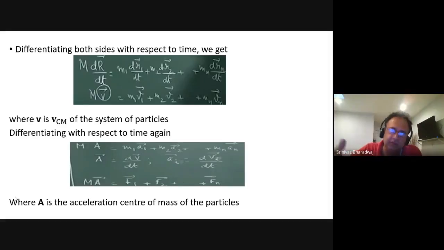Okay. Now, if you differentiate one more time, see, we differentiated both sides one time and we got the momentum conservation equation. If you differentiate a second time, what do you end up with? ma equals F1 plus F2 plus F3 plus F4 dot dot dot Fn. That is merely Newton's second law. Okay, F equals ma. So remember that.